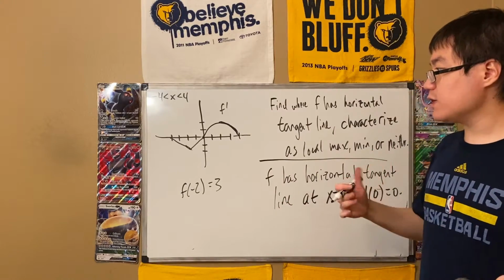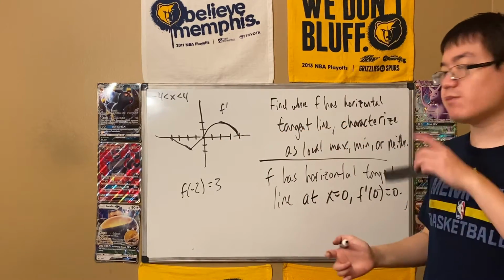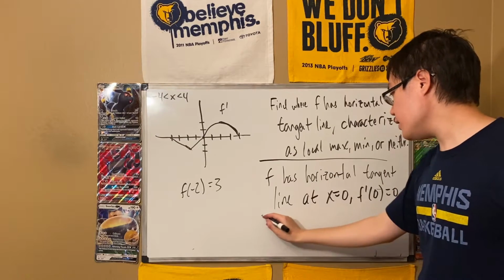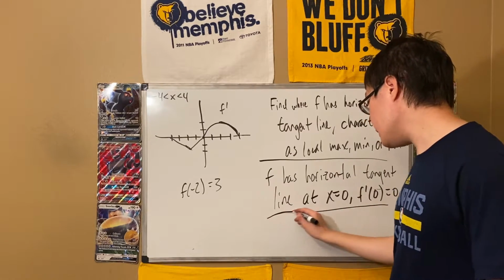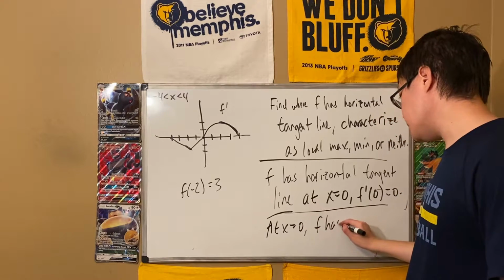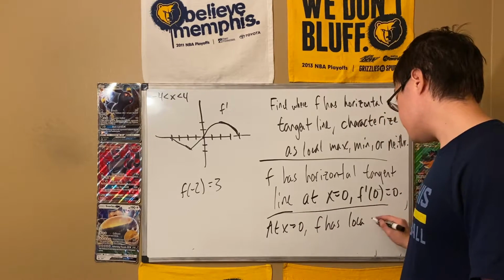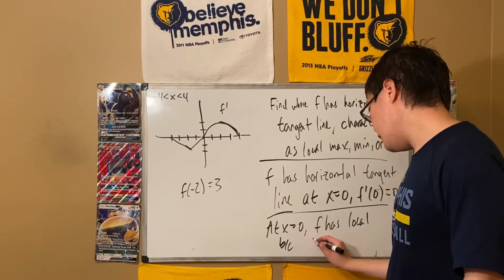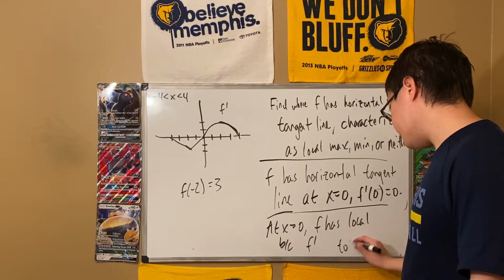So what you want to do is just pause the video and think about whether this is a min or max based off the rule. We're going to talk about it right now. So at x equals 0, f has a local something, because f prime goes from something to something.